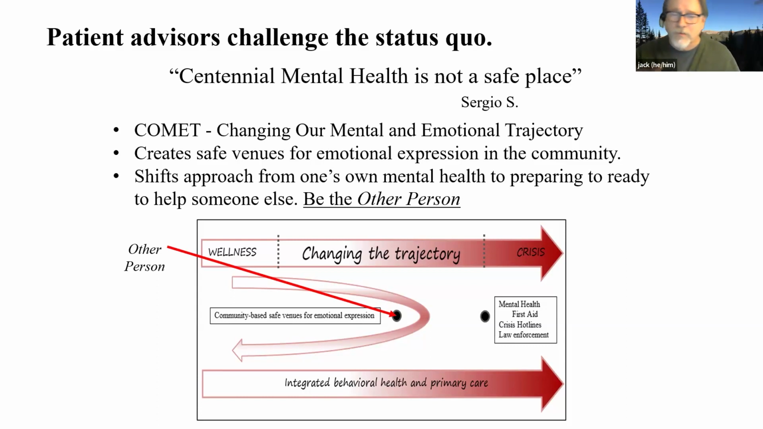This was part of a big project around thinking about how to integrate behavioral health into the clinics and into the community, creating safe venues for emotional expression in the community. Wow, that's changing the status quo. We think of integrated behavioral health as either the collaborative care model or getting behavioral health clinicians into the practice. Community members and patient advisors believe in all that. And how does it also leave the front door and go out beyond, into the community?